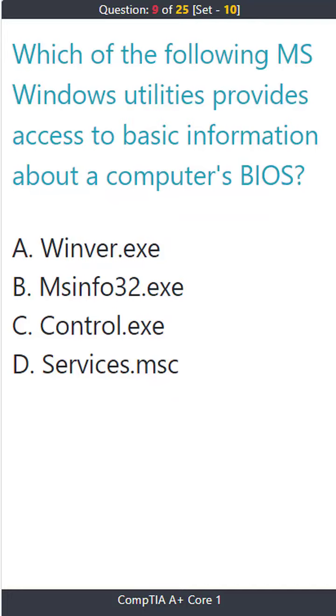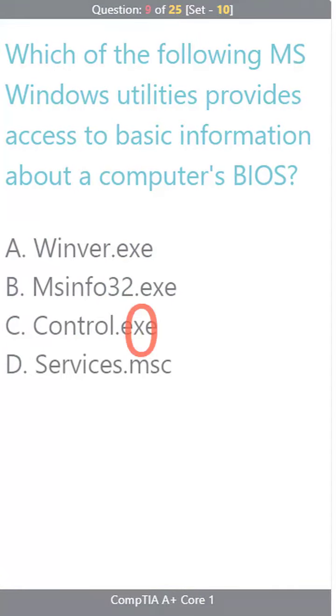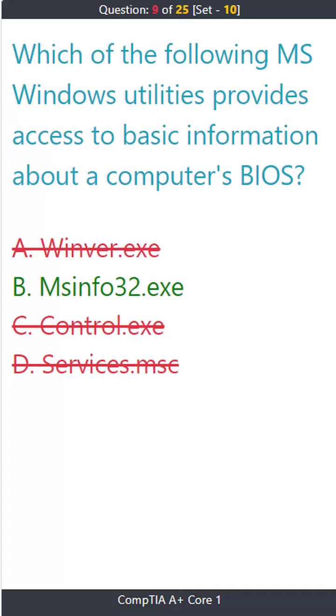Question 9. Which of the following MS Windows utilities provides access to basic information about a computer's BIOS? A. WinVer.exe. B. Msinfo32.exe. C. Control.exe. D. Services.msc. The correct answer is B. Msinfo32.exe.